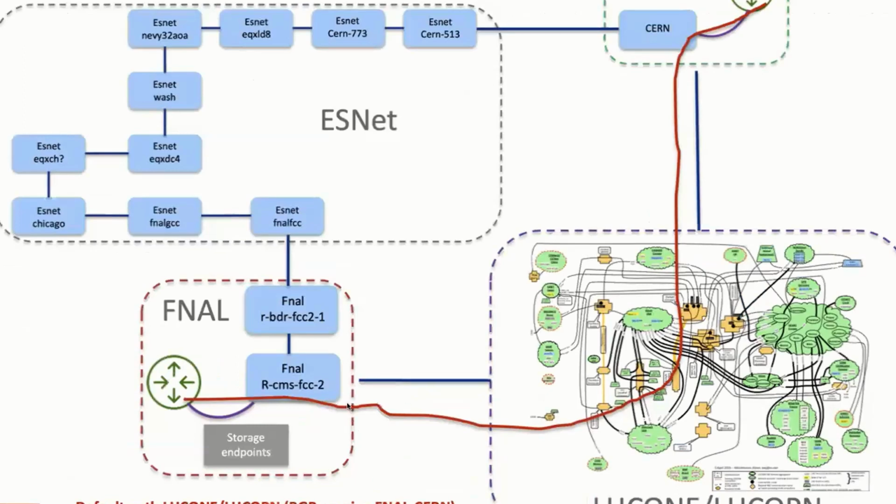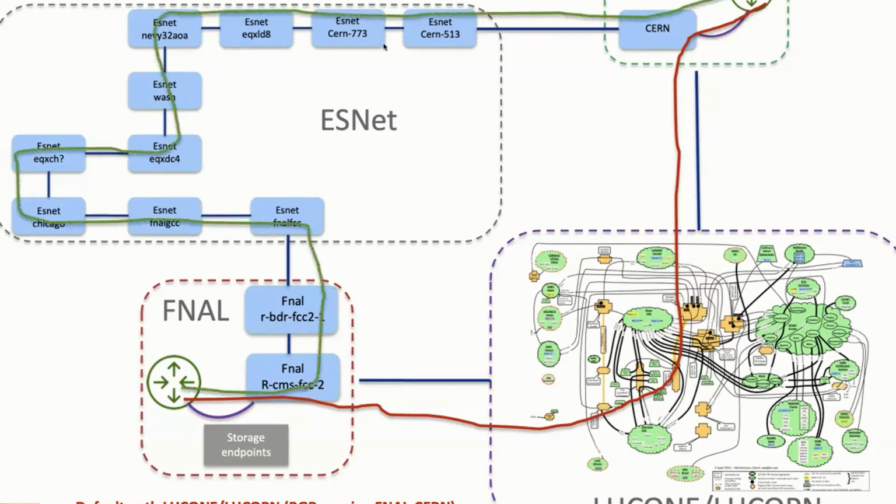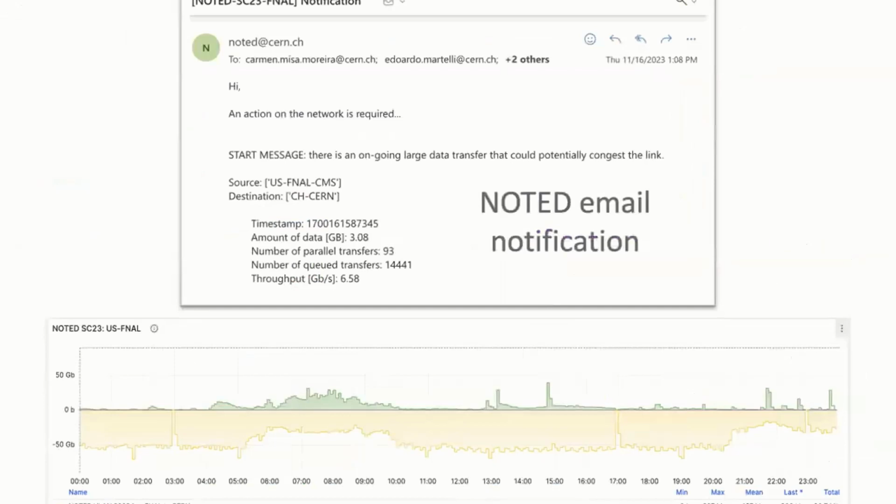Let's suppose this is the default path we have from Fermilab to CERN for any data transfer. Let's suppose we initiated the data transfer and it's going via the LHCONE or LHCOPN path. When the path is going to be congested, it is monitored by NOTED, which monitors the FTS queues. When the FTS queues are congested, it will redirect to an alternate path, which is created using SENSE or any other path as well. So this is basically how NOTED works, and this is how we demonstrated NOTED in SC23 as well.